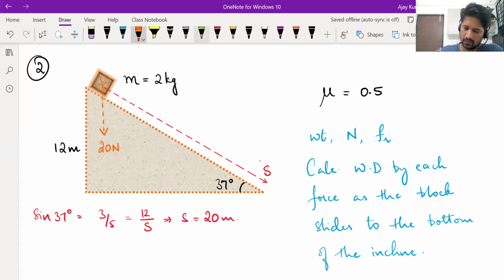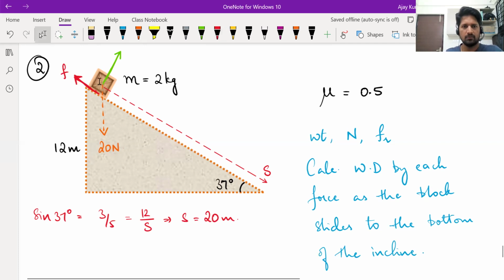Next force is normal force. Normal force acts like this. And as the block slides down the incline, there will be friction acting on it. Friction will act up the incline like this throughout the journey. The block is going to slide along the incline only. So the final position of the block, just a moment.